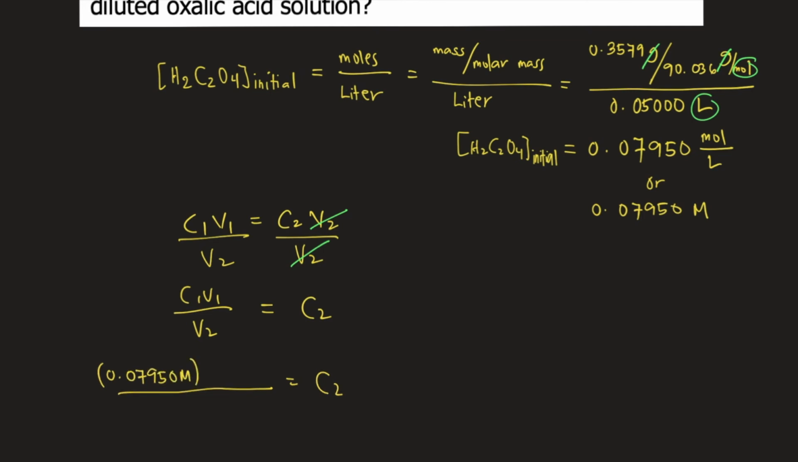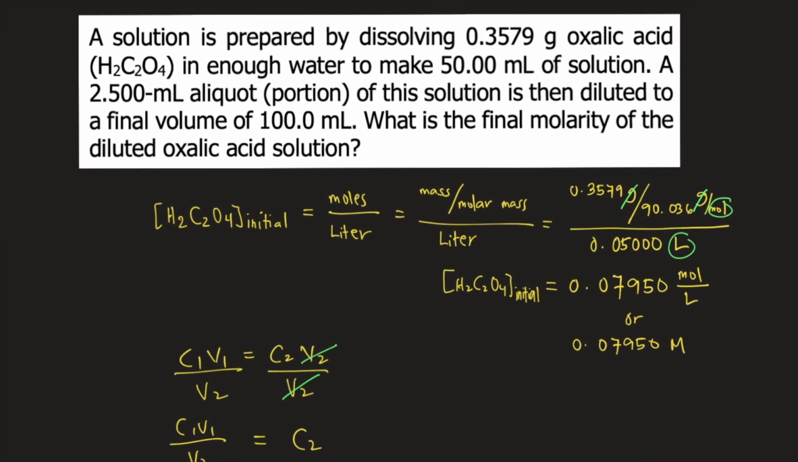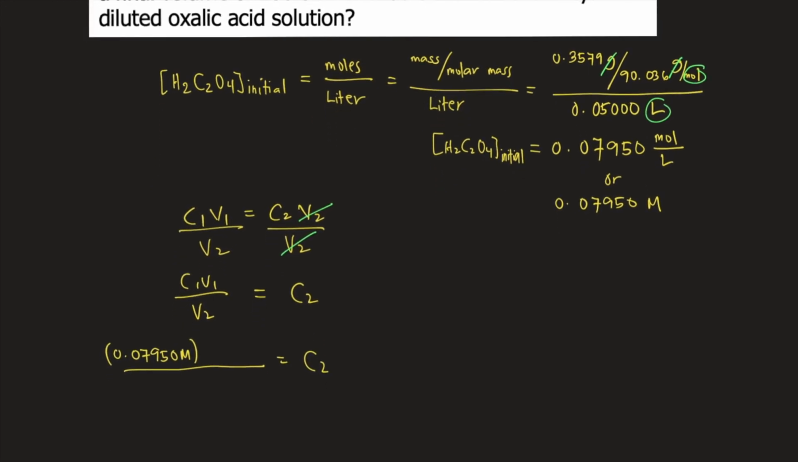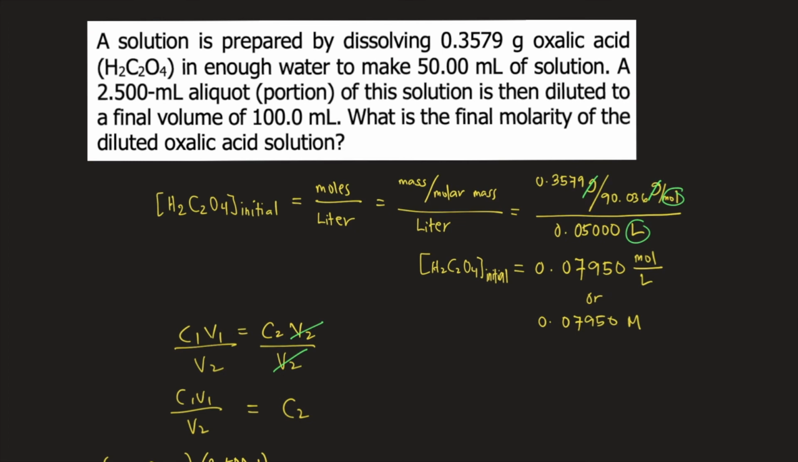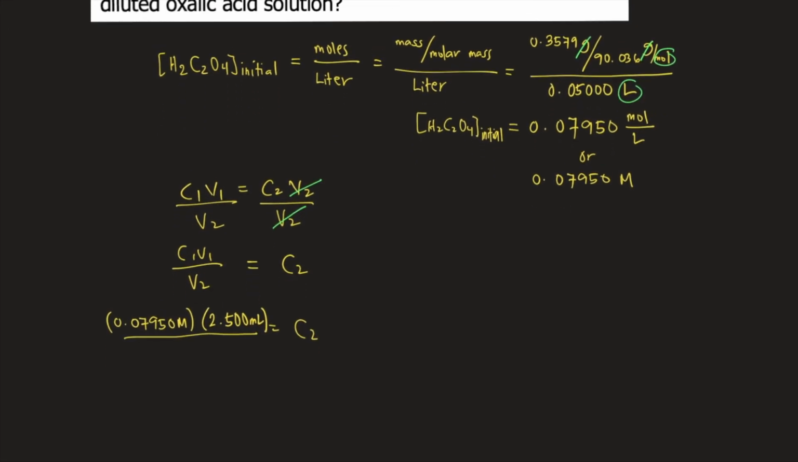0.07950 molar, times V1, which is the volume of the aliquot. You have 2.500 ml. So we put 2.500 ml divided by the total volume, V2. The problem says the final volume is 100.0 ml. So 100.0 ml. So ml would cancel. The unit would be molar.